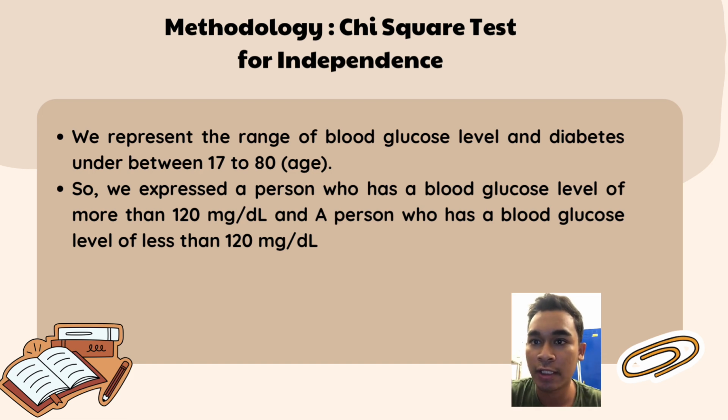Methodology: chi-square test for independence. We represent the range of blood glucose level and diabetes under between 17 to 80. So, we express a person who has a blood glucose level of more than 120 and a person who has a blood glucose level of less than 120.